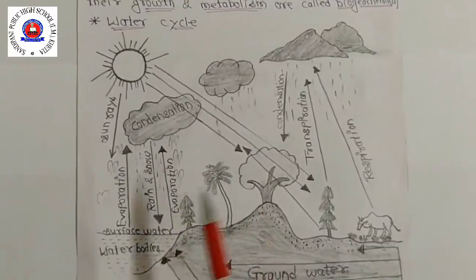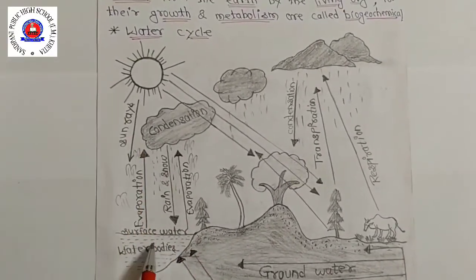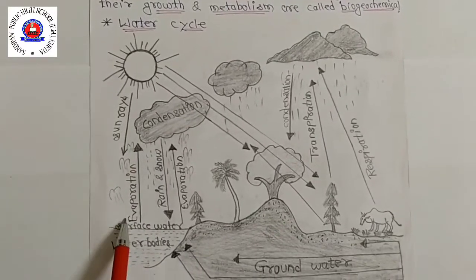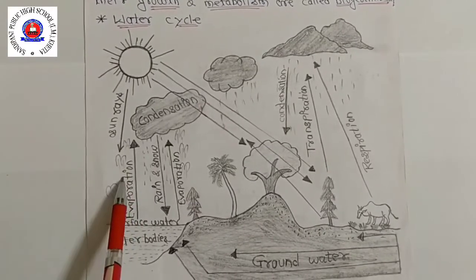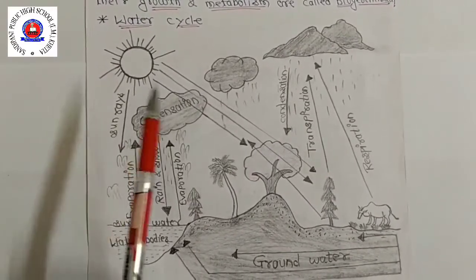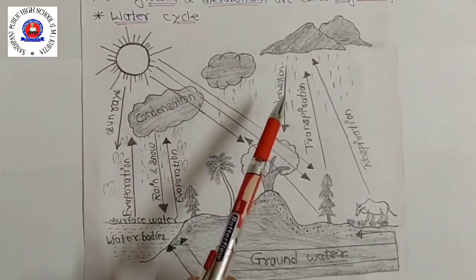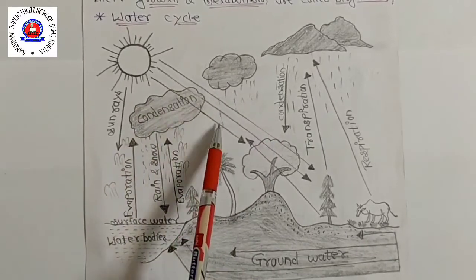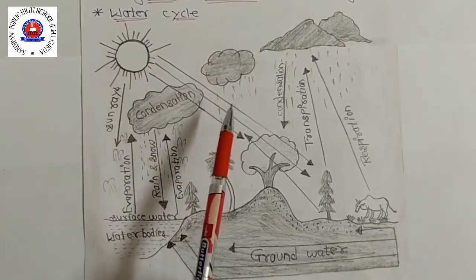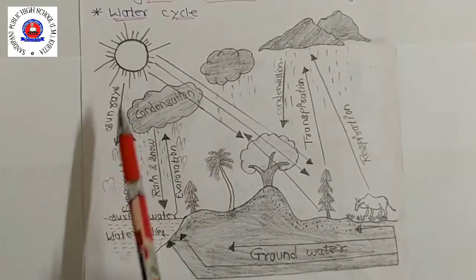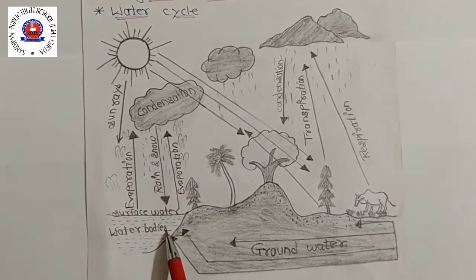Now a simple description. Look, there are water bodies. Water gets heated by the hot rays of the sun and is converted into water vapor, and that process is called evaporation. The water vapor goes up, cools down and condenses to form clouds, and by precipitation comes back to the earth in the form of raindrops or snowfall. That is simply the water cycle.